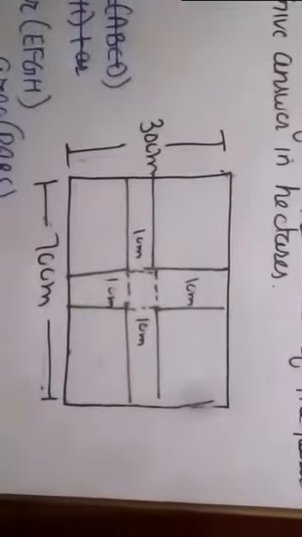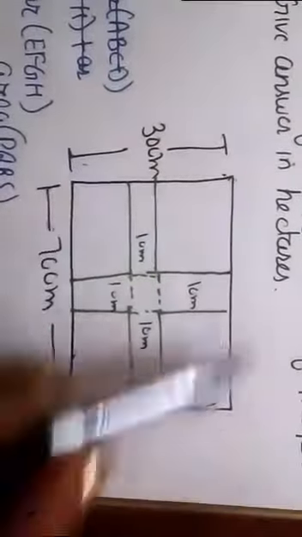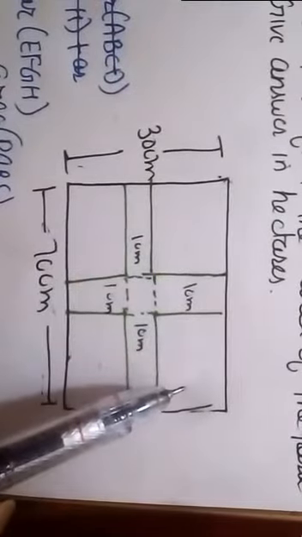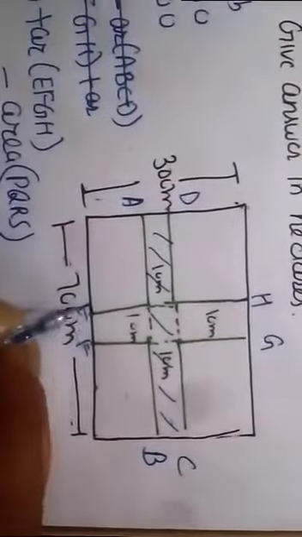Now see how to solve this. This complete is the rectangular park. We have to find the area of these roads. How will we find the area of these roads? Suppose this is A, B, C, D. This is a rectangle and this is E, F, G, H. This is also a rectangle.